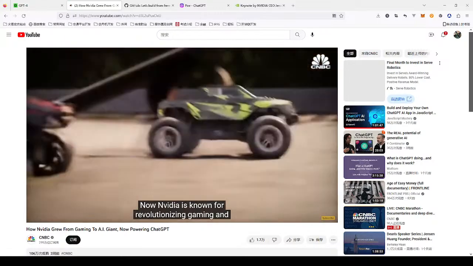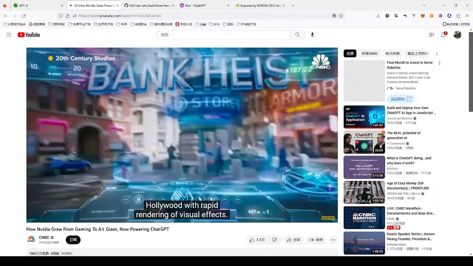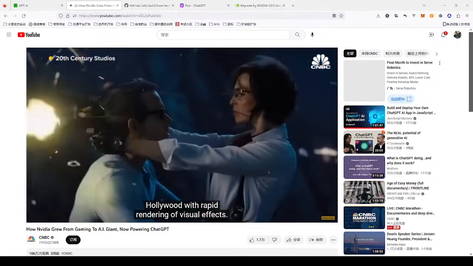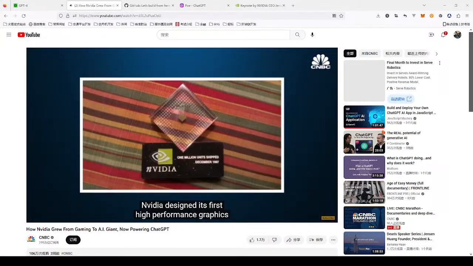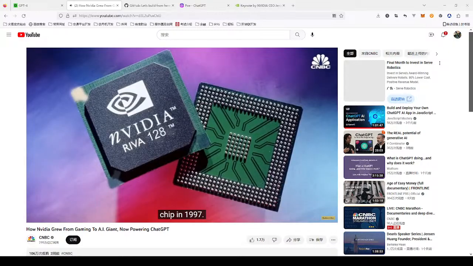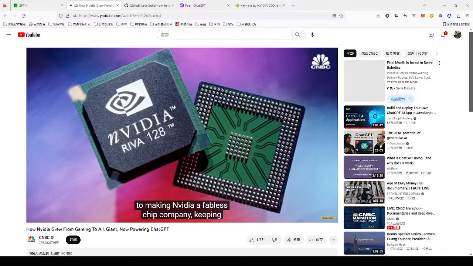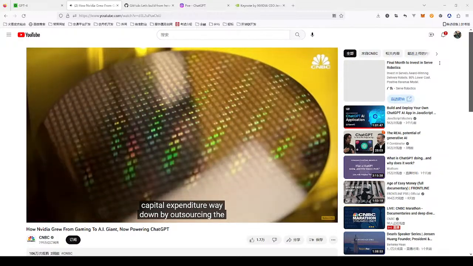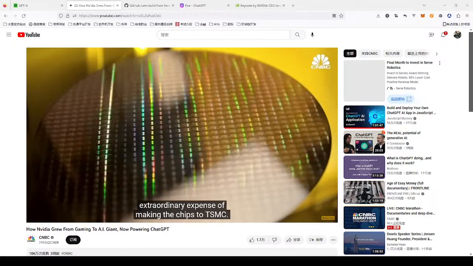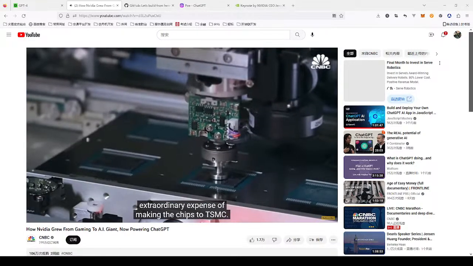Now, NVIDIA is known for revolutionizing gaming and Hollywood with rapid rendering of visual effects. NVIDIA designed its first high-performance graphics chip in 1997. Designed, not manufactured, because Huang was committed to making NVIDIA a fabless chip company, keeping capital expenditure way down by outsourcing the extraordinary expense of making the chips to TSMC.